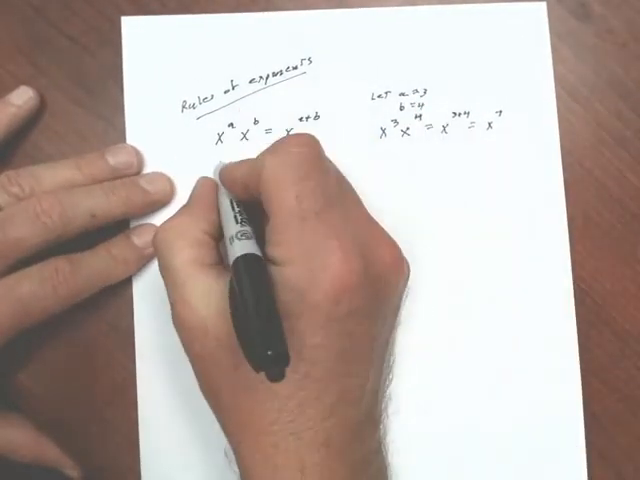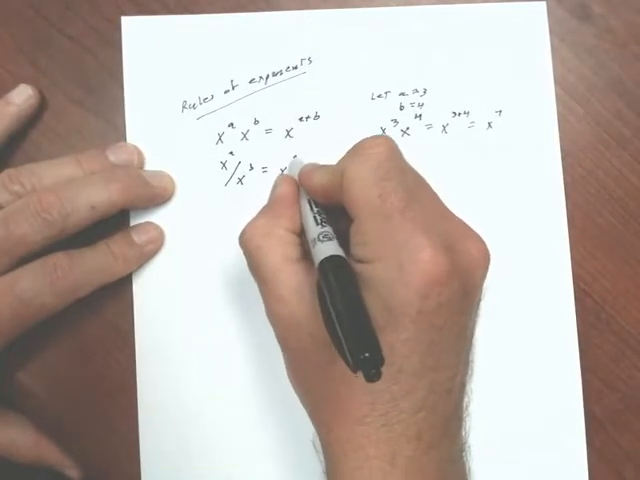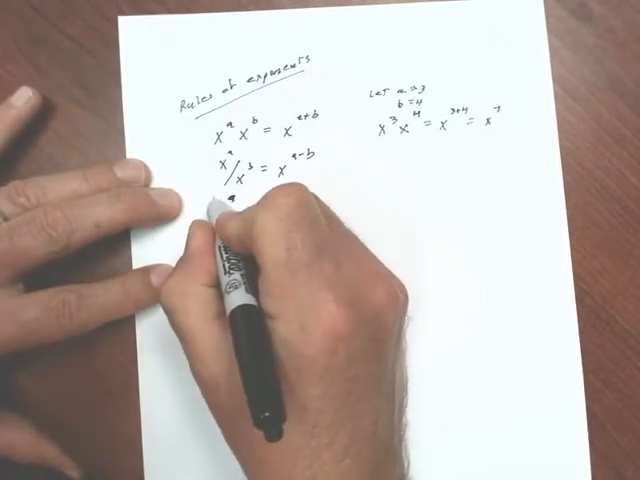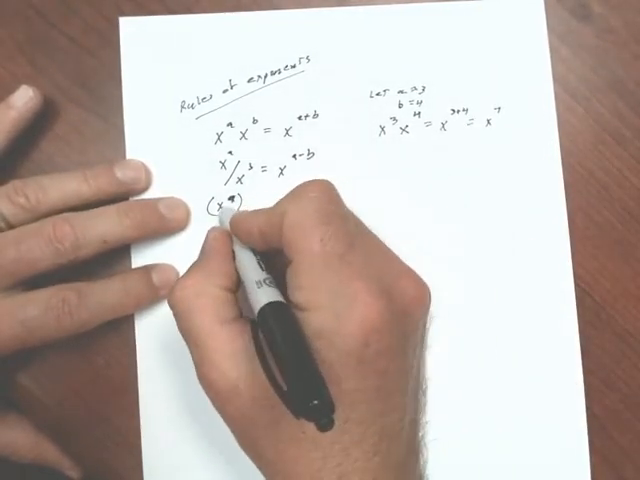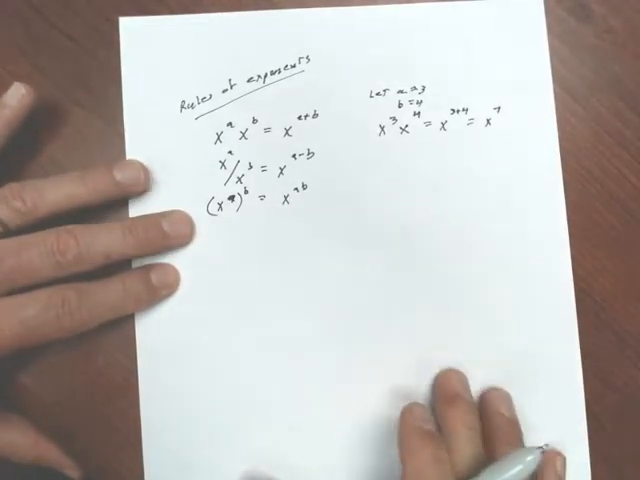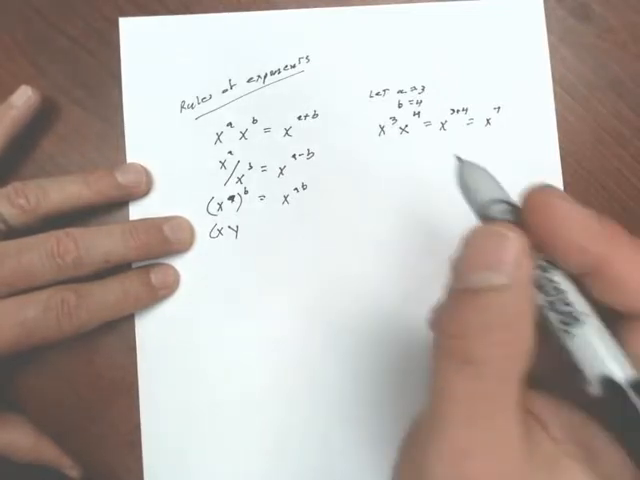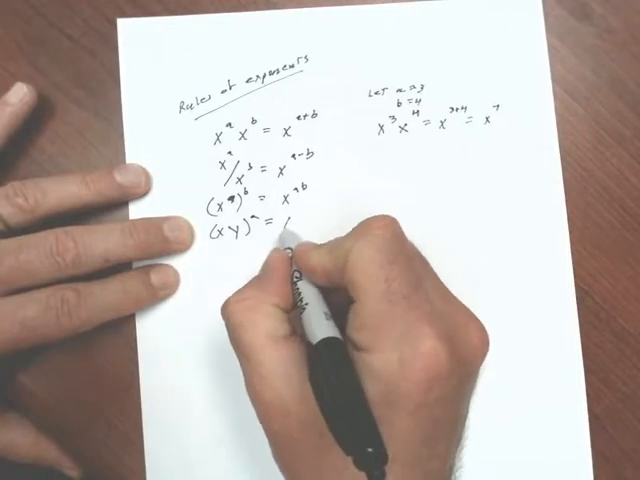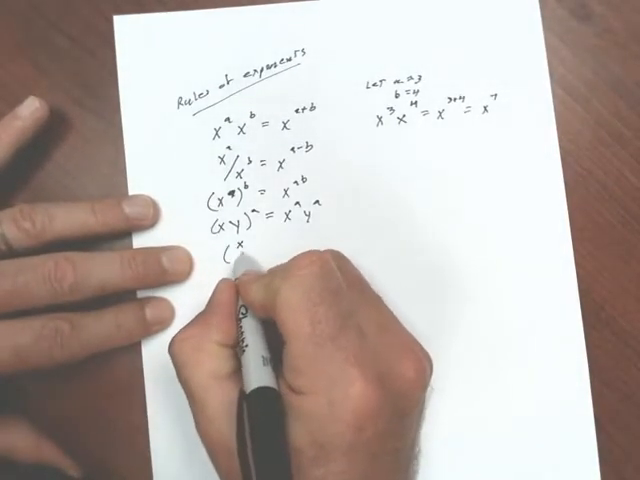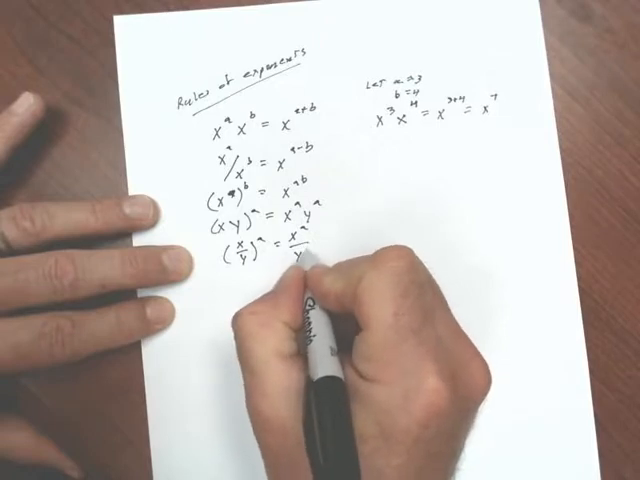Moving forward in the rules of exponents. Okay, so x^a divided by x^b equals x^(a-b). (x^a)^b equals x^(a·b). (xy)^a, with y just being another variable, equals x^a y^a. (x/y)^a equals x^a divided by y^a.